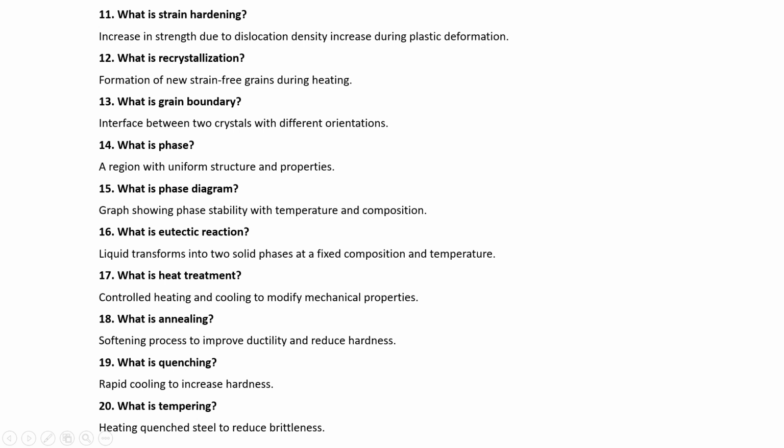17. What is heat treatment? Controlled heating and cooling to modify mechanical properties. 18. What is annealing? Softening process to improve ductility and reduce hardness. 19. What is quenching? Rapid cooling to increase hardness. 20. What is tempering? Heating quenched steel to reduce brittleness.